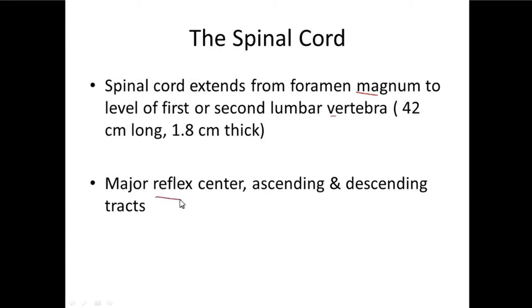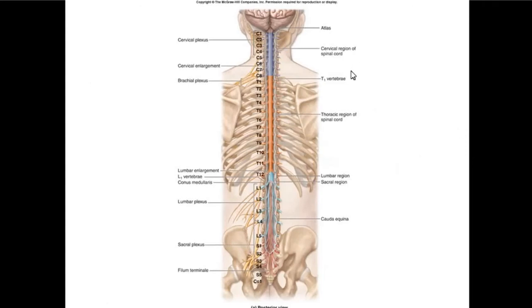It is a major reflex center, and you have ascending and descending tracts. The ascending tracts are primarily sensory, carrying information up the spinal cord. Descending is obviously motor. So here's an overview of the spinal cord, where it runs.